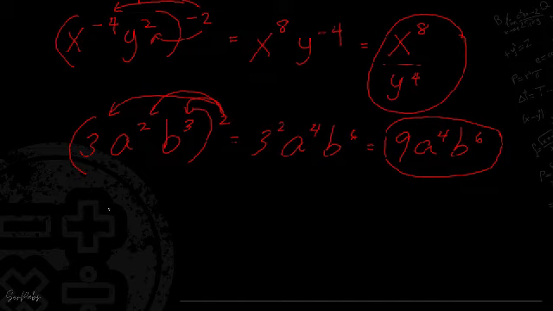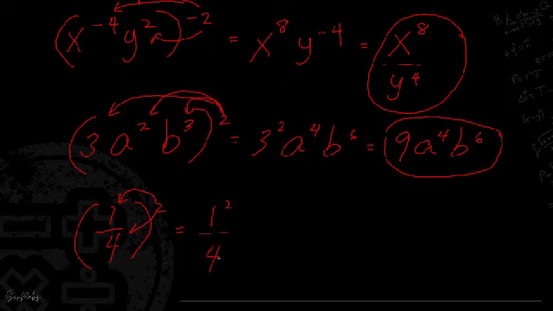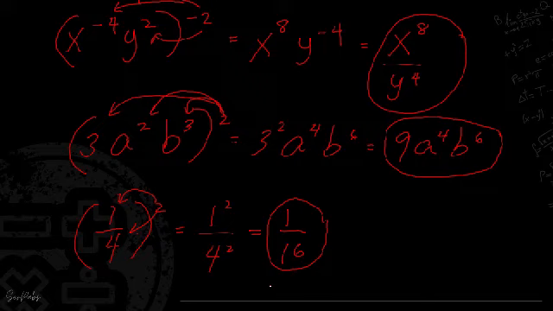Okay, let's have another one here. So let's have here 1 over 4 to the second power. So yung second power natin will be given both to the numerator and the denominator. So that will be 1 to the second over 4 to the second. And that will be equal to 1 over 16. So we have 1 over 16.